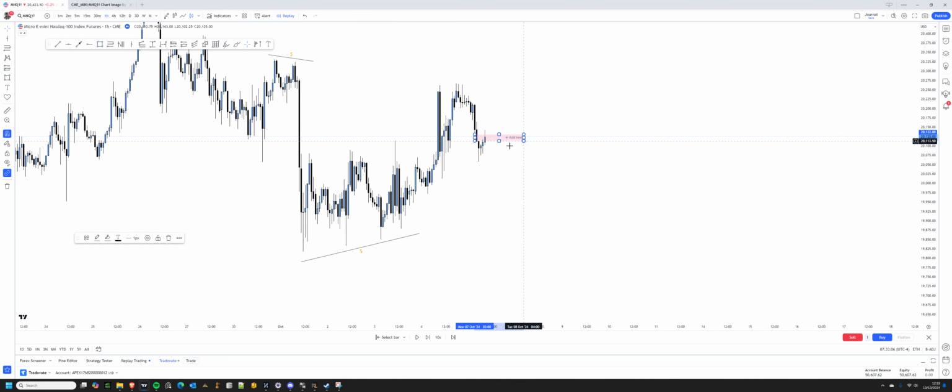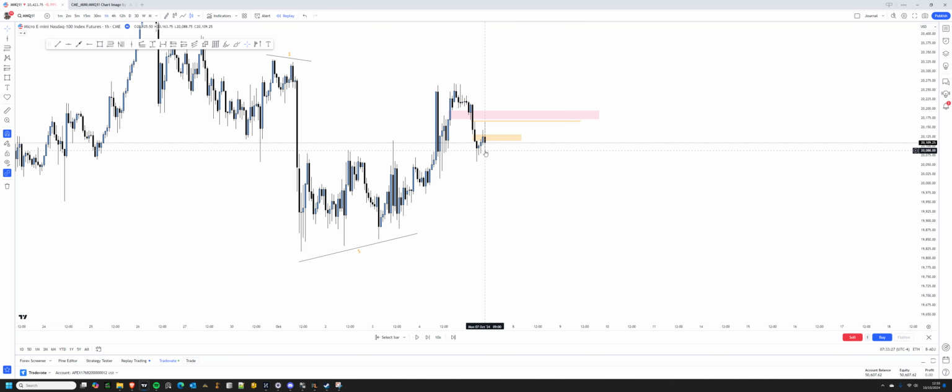Then I mark up PD arrays that I'm interested in. To be honest, I only use FEGs, I don't use order blocks and stuff, not even breakers on NAS. Little one there. And we've got that one, which is an inverted FEG. So I failed FEG.